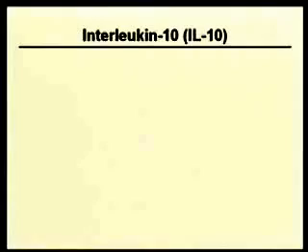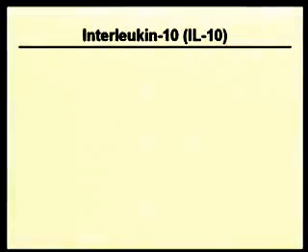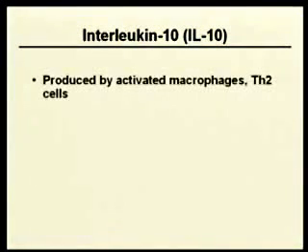And the final one in this category is interleukin 10. The reason this is put in last is because most of the other cytokines typically lead to an upregulation of the immune response. Interleukin 10 is one of the examples of a cytokine that can actually lead to the downregulation of the immune response. Again, produced by macrophage and Th2 cells.